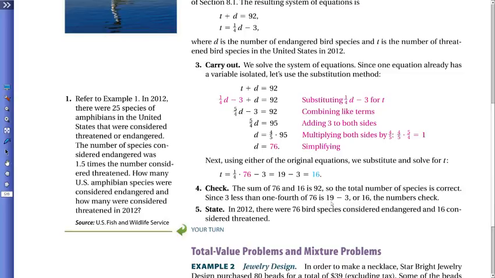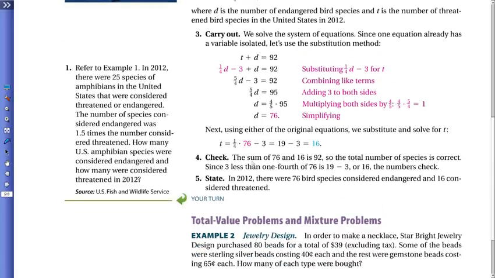Then I need to check for the other part. Does it fit this condition here where the amount of threatened is equal to 1/4 the amount of endangered, and subtract 3? Well, it checks for there too. So this ordered pair, which has defined variables, right? If I use an ordered pair, the D would come first because that's in alphabetical order. It would be 76, 16. That's not what I'm going to answer with here.